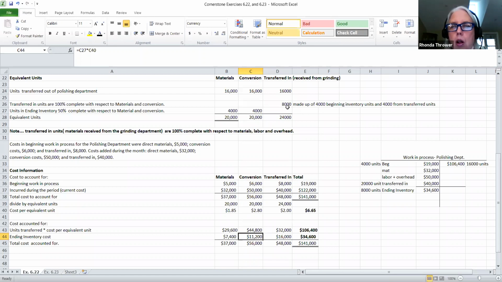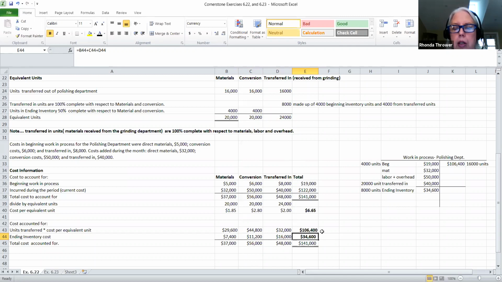Remember, the $8,000 was because all the costs had been accounted for during this period of time. 100% of these ending inventory units, which is $8,000, times $2, the cost per transferred in unit, will give you $16,000, which is the ending inventory cost. So $8,000 times $2 is $16,000. When you add up all your ending inventory costs, they equal $34,600, which should balance with your ledger account balance.